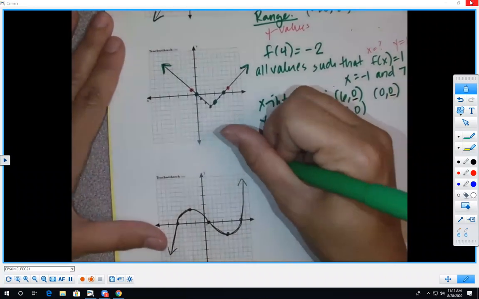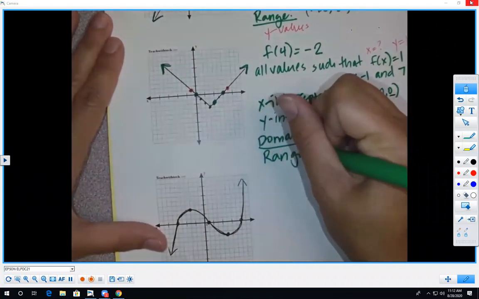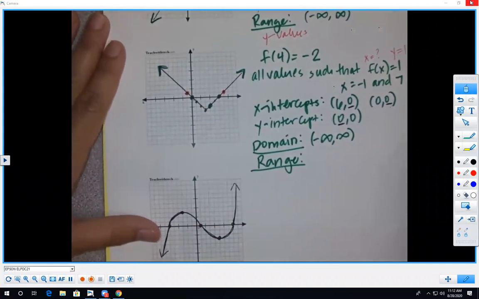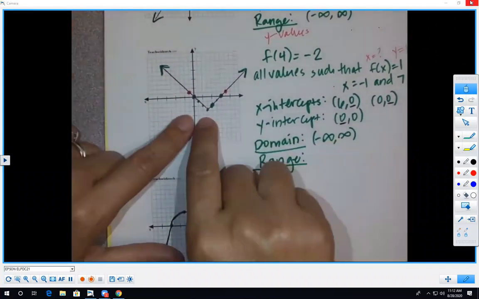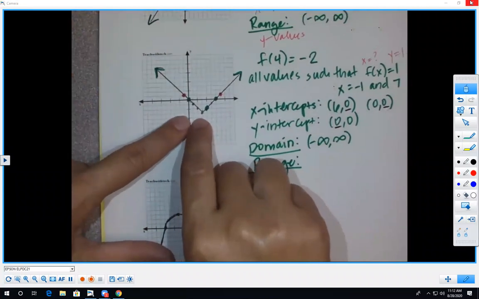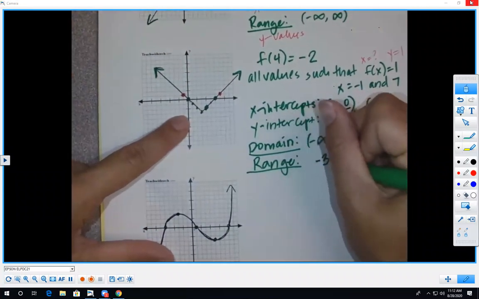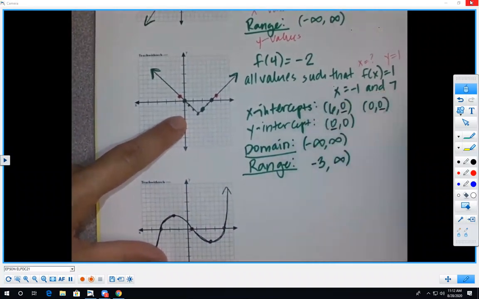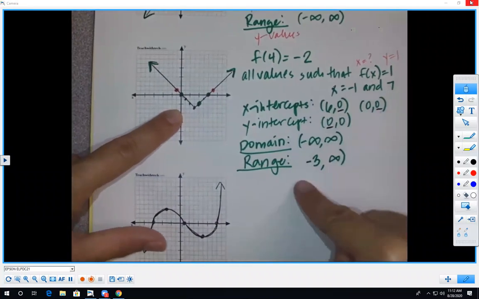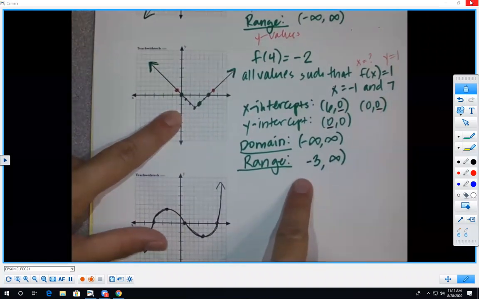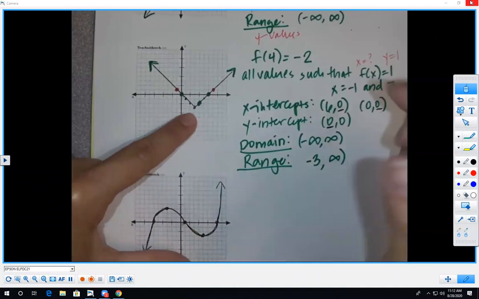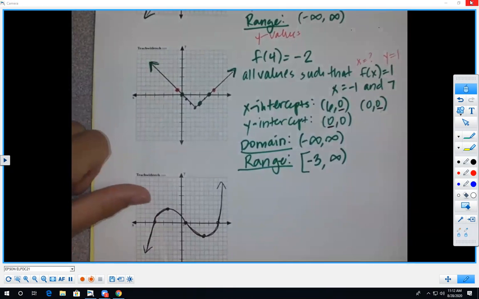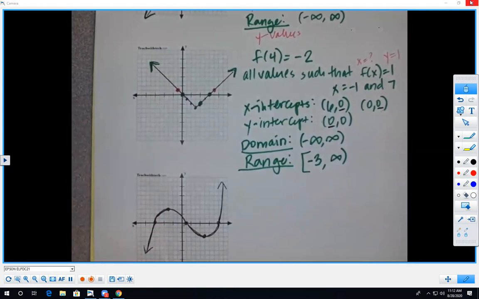Your range is how tall your graph is. Where does it start out on the bottom, end out on the top? Does it go forever both ways? No, it only goes forever up. It has a starting point at the bottom. What's the starting point at the bottom? -3. And then it goes up forever. So it would be -3 to infinity. Infinity has the parentheses, the -3 is going to be a bracket because that's a filled in circle. Okay. Questions about that?